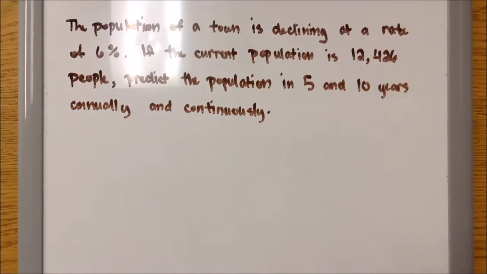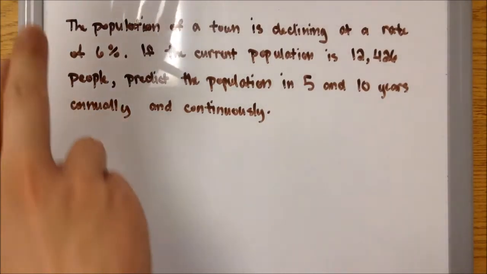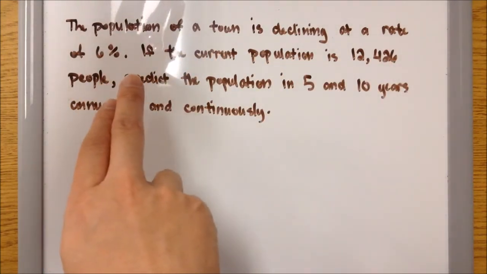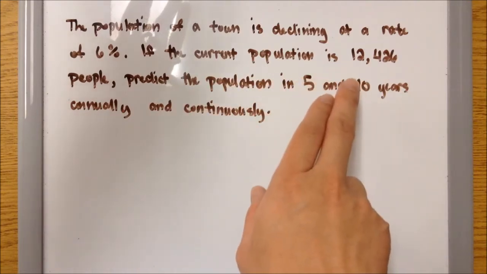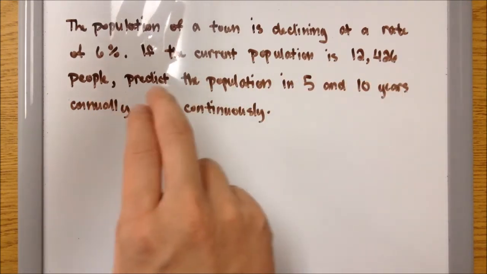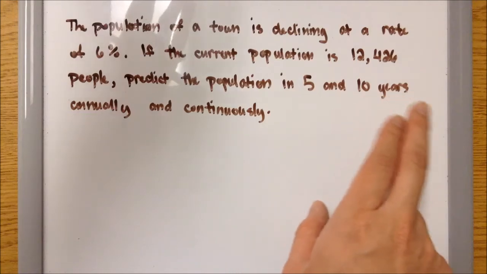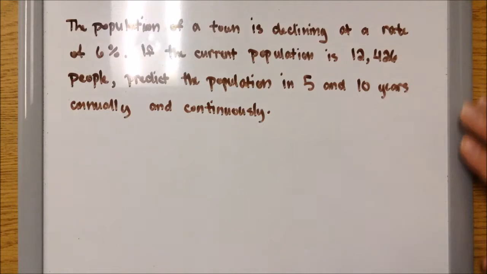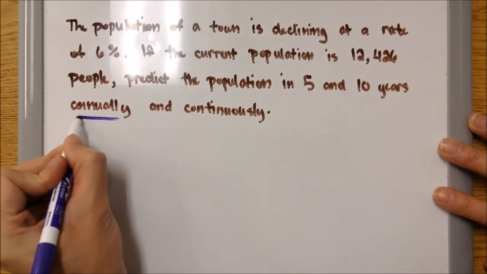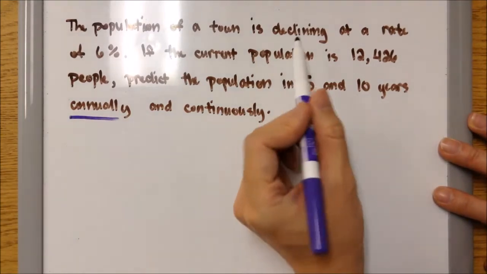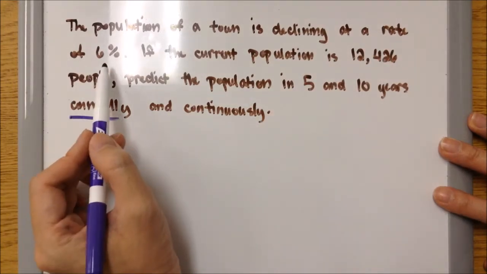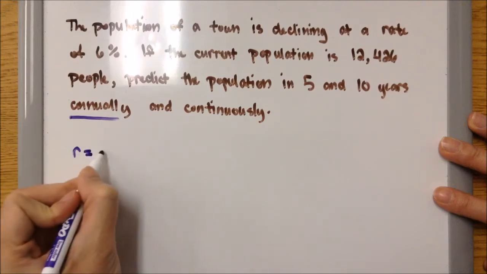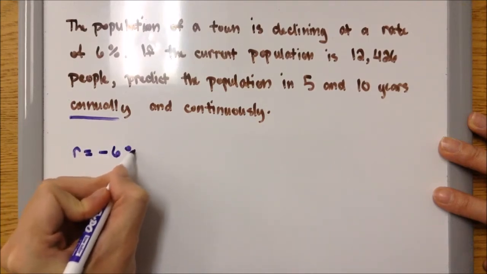Alright, our second example. The word problem is: the population of a town is declining at a rate of 6%. If the current population is 12,426 people, predict the population in 5 and 10 years, annually and continuously. Alright, so we're going to do the annually part first. So it says that it's declining at a rate of 6%. So our rate is negative 6% because it's declining.